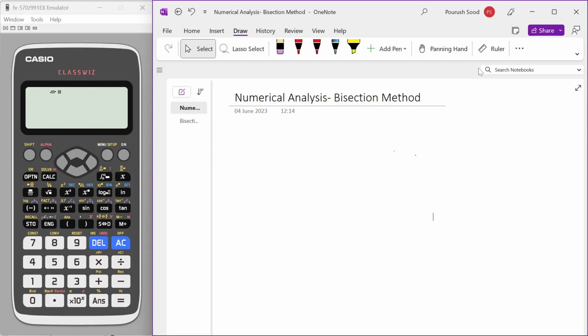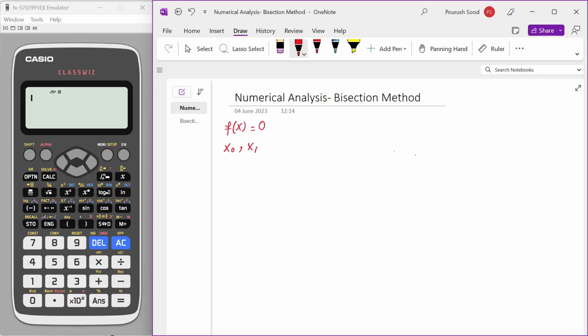Before I move on to the process, let me quickly explain how problems are solved using this method, because you might have forgotten that. Usually we are given a function f of x, and we have to find the value of x for which f of x is approximately equal to 0. Basically we have to find the root of this function. We are also given, or we have to assume, initial guesses x0 and x1 such that f of x0 and f of x1 have different signs.